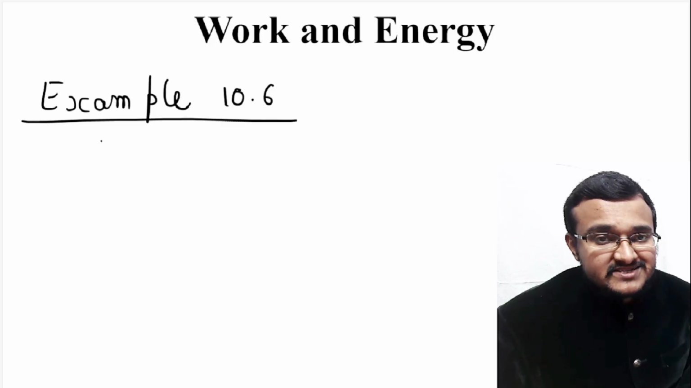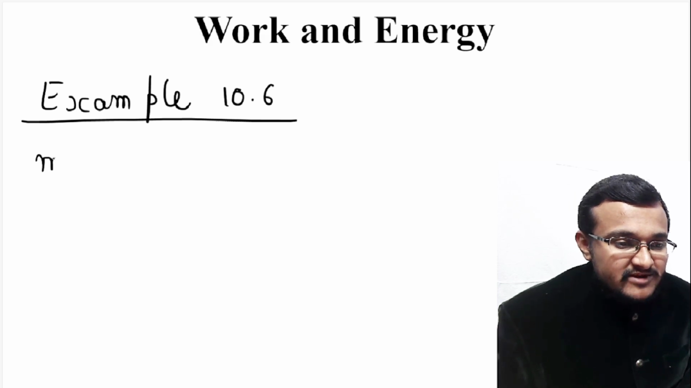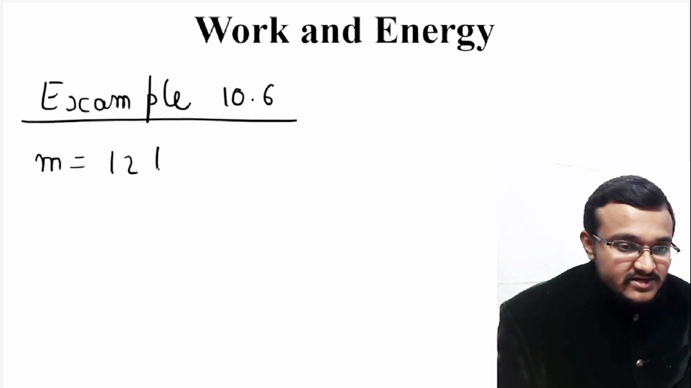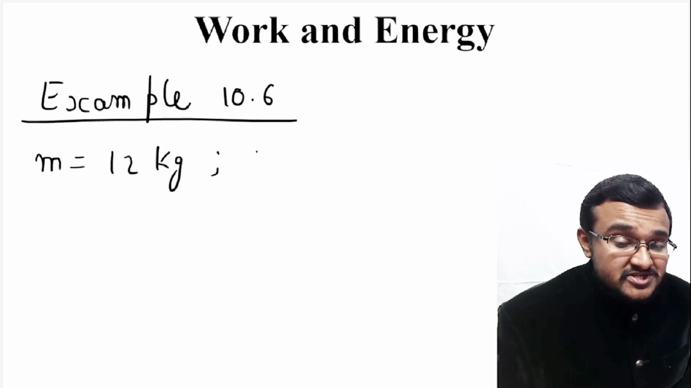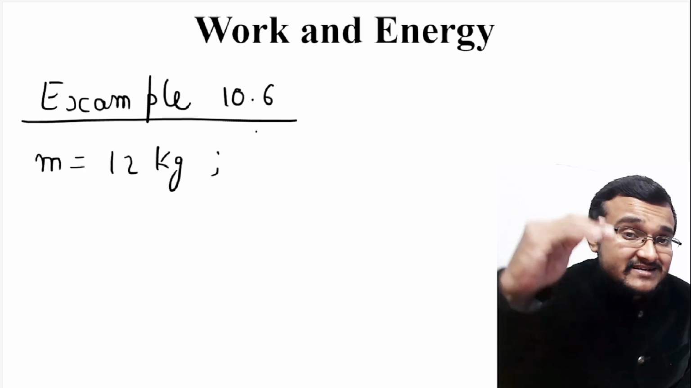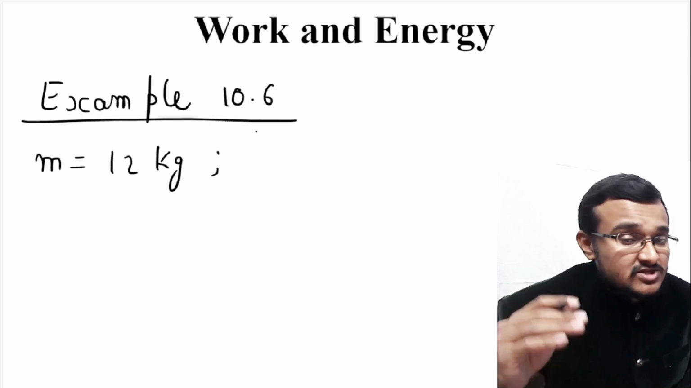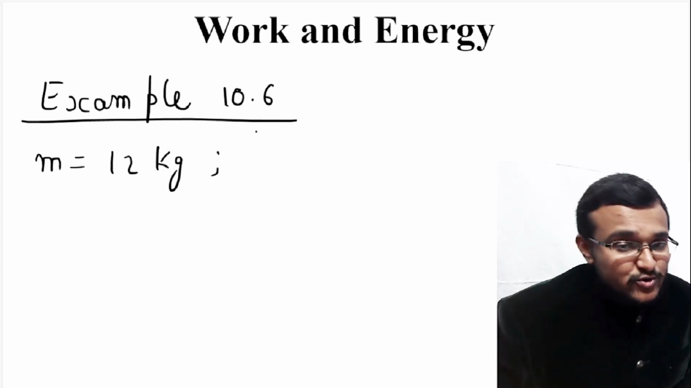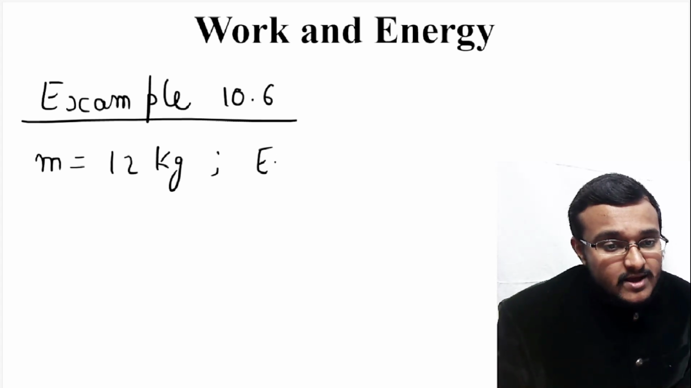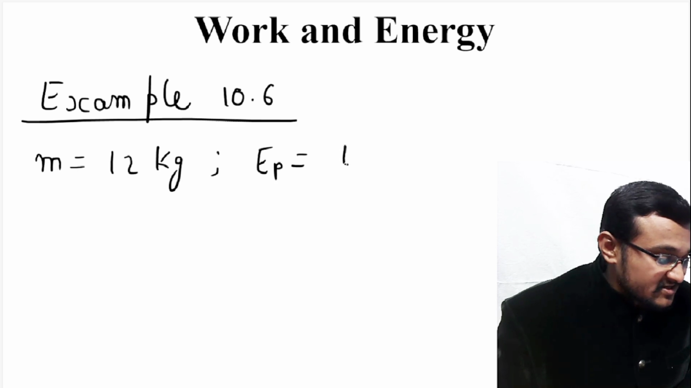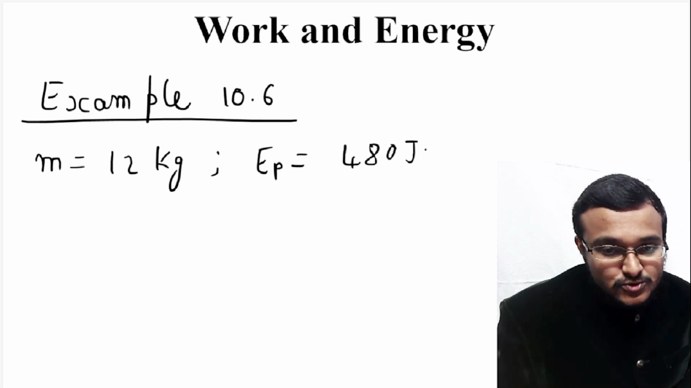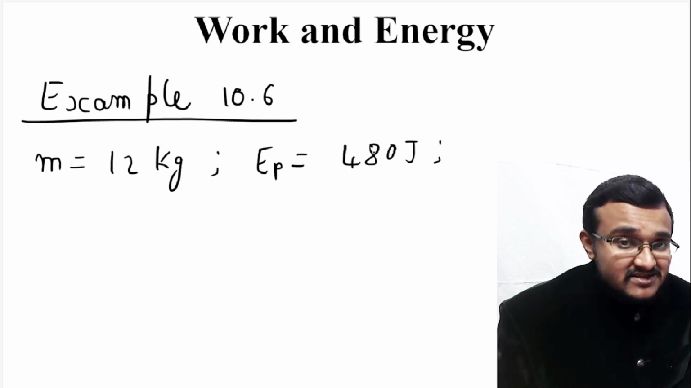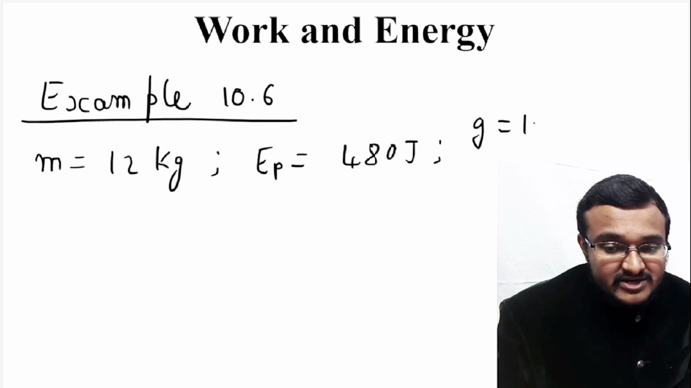Coming to example 10.6, here they have given the mass of an object. So the mass of the object is equal to 12 kg, and they have given the potential energy possessed by this object when it is kept at a certain height from the ground. So we don't know what that height is, that height you have to calculate. Here they have given potential energy equal to 480 joules and the acceleration due to gravity as 10 meter per second square.